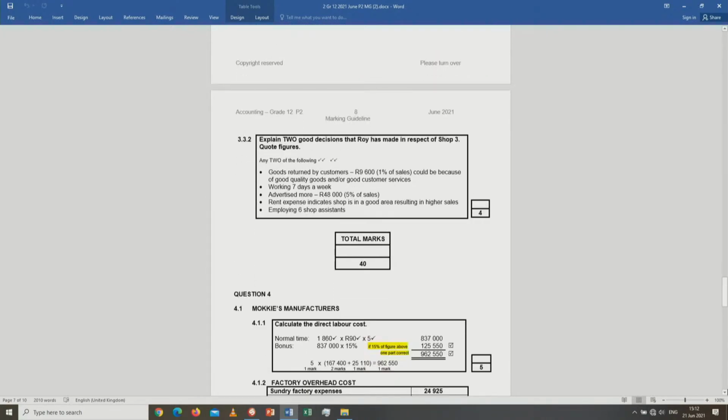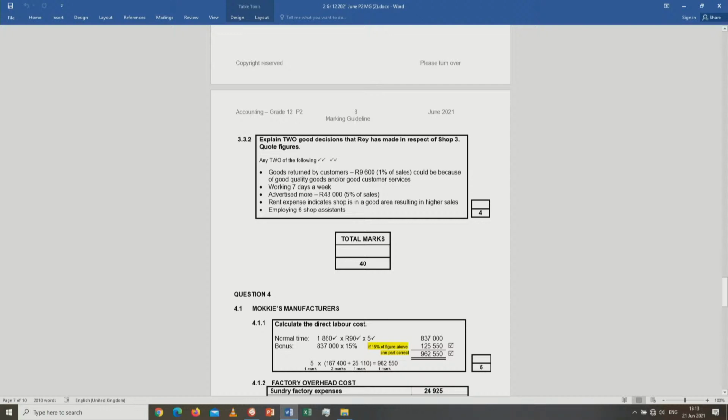3.3.2, explain 2 good decisions that Roy has made in respect of shop number 3. And remember, when you read these type of questions, the learner's answer you must be able to link it to one of the options that's given to you, okay?